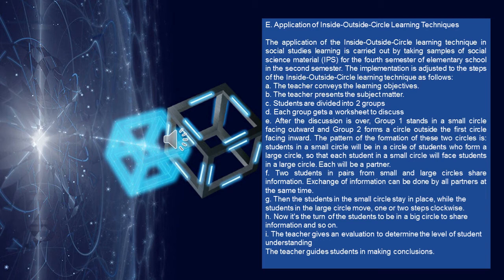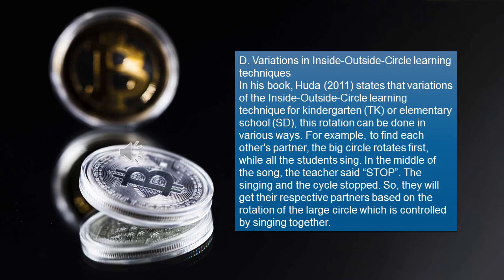Then the students in the small circle stay in place, while the students in the large circle move one or two steps clockwise. Now it is the turn of the students in the big circle to share information, and so on. The teacher gives an evaluation to determine the level of student understanding. And the last is the teacher guides students in making a conclusion.